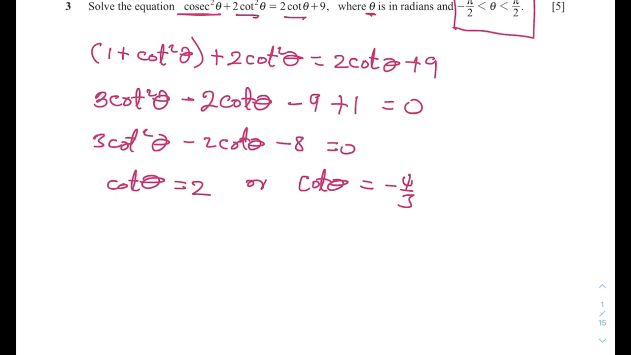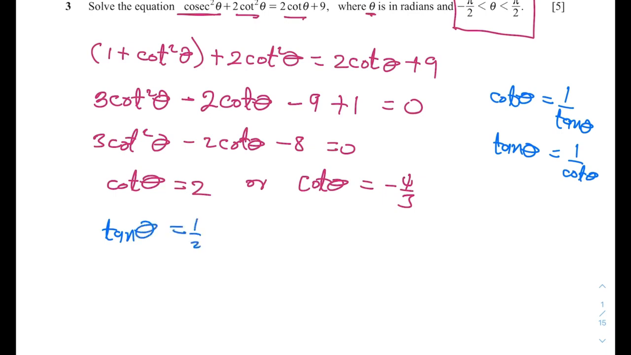Take your time. You will not see any cot on the calculator, but we know that cot theta is basically 1 over tan theta. So that means that tan theta is also 1 over cot theta. So all the answers will actually change. So you can write tan theta is equal to half. Okay, it will flip since it's the reciprocal.